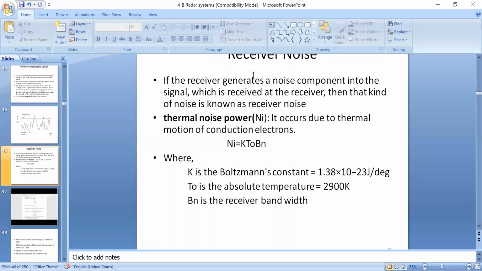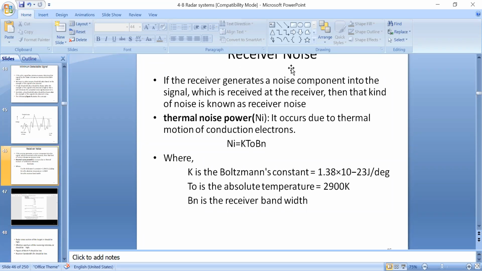You may have a doubt, how is noise generated by a receiver, because a receiver is nothing but an electronic device. In an electronic device, movement of electrons takes place. With the movement of electrons, definitely there may be thermal noise, because thermal noise is nothing but the noise which occurs due to the motion of conduction electrons, which is denoted with the letter Ni, equal to KT0Bn. So receiver noise is the noise which is generated by the receiver itself.